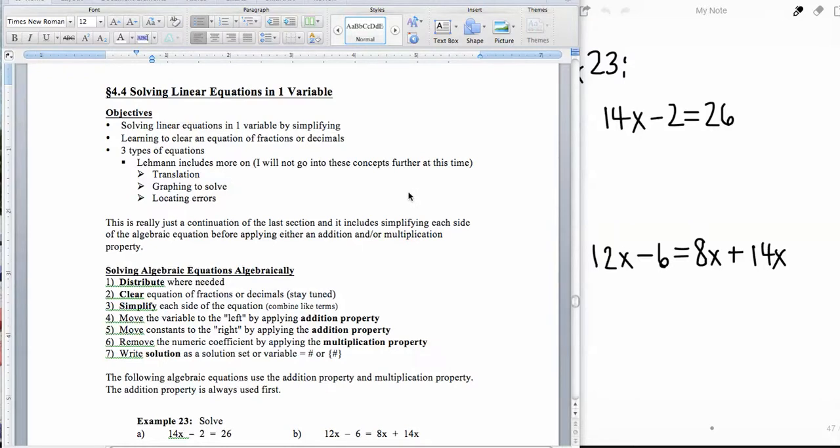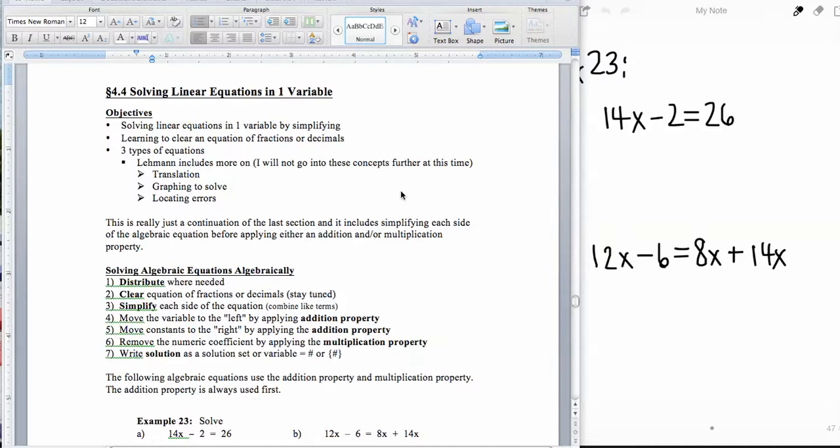Okay, this is our first lecture on section 4.4, solving linear equations in one variable. Our objectives in this section are solving linear equations by simplifying, learning to clear an equation of fractions or decimals, and the three types of equations.